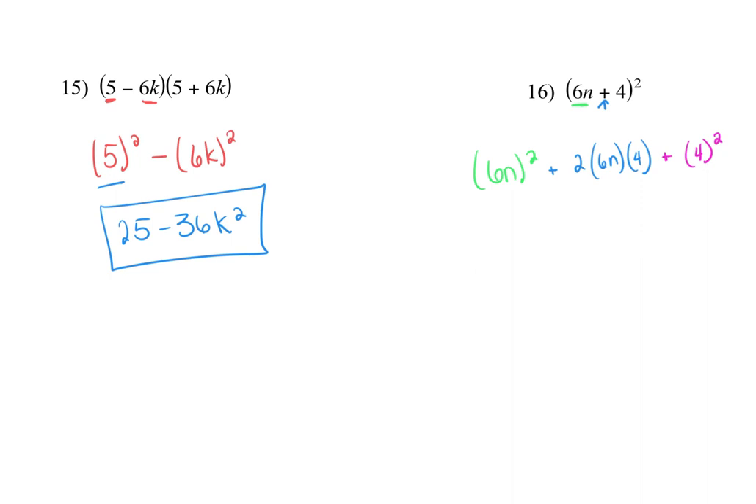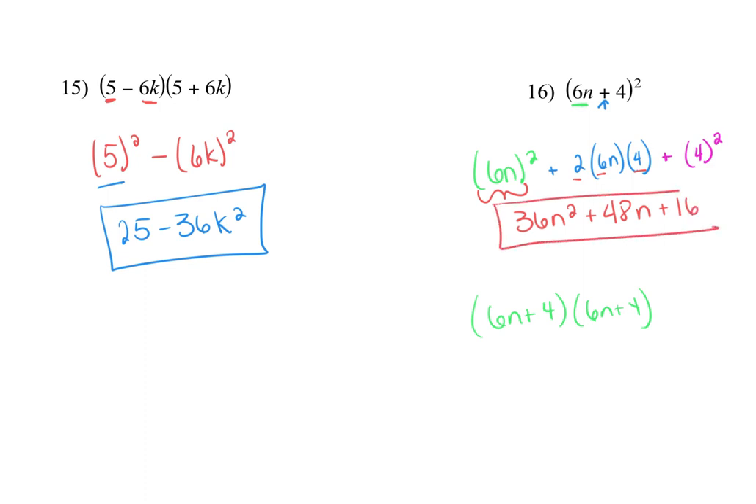All right. Again, if you want to set it up as foiling, just remember that it is 6n plus 4, 6n plus 4. All right, this is just the shortcut. When I square this, I get 36n squared. When I have 2 times 6 times 4, that's 12 times 4, I have 48n, and then 4 squared is 16. And I am done with that one.